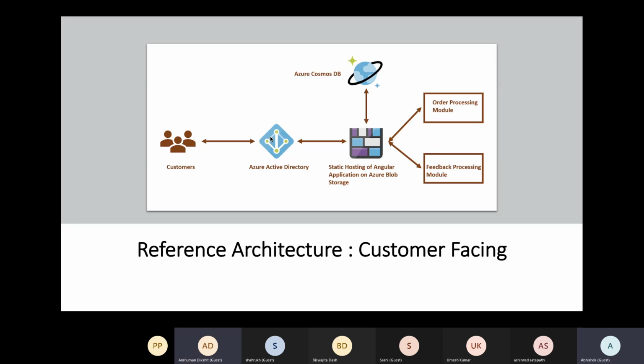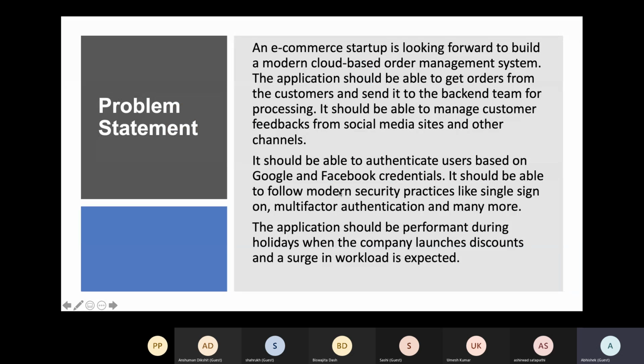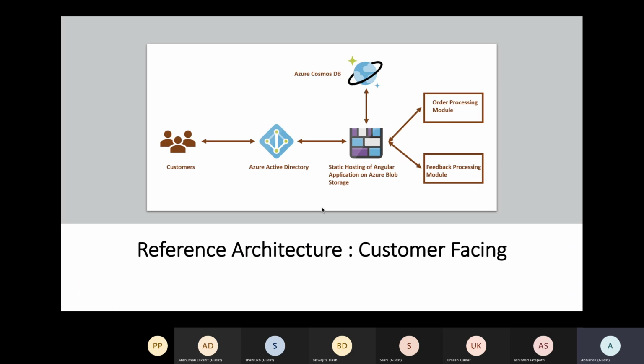Yes, that's the mechanism. Your Azure Active Directory supports single sign-on. If you go to the problem statement, it talks about single sign-on, and also multi-factor authentication. So all these are supported by Azure Active Directory. That is the reason why I have chosen Azure Active Directory.